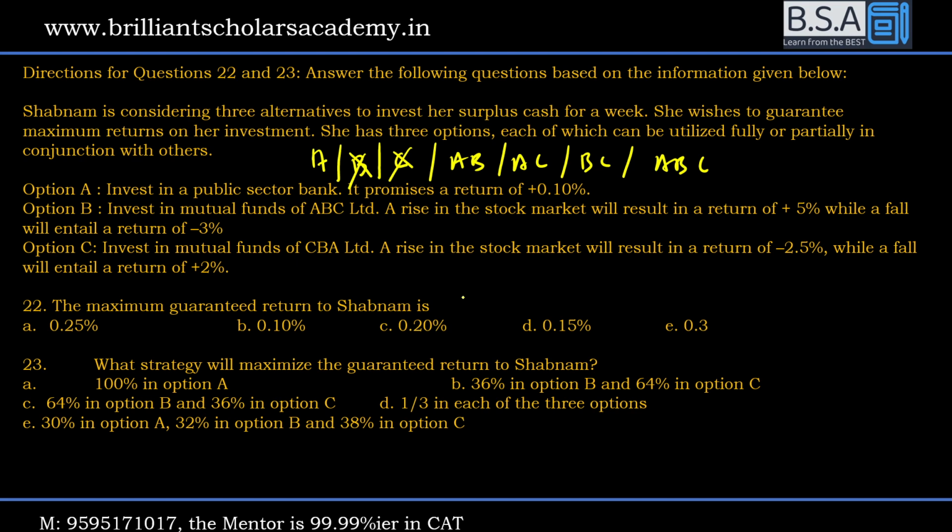Now see, if she splits money between A and B, do you see the loss is too much? How much is the gain in A? 0.1%. And what is the loss in B? 3%. If the market goes down, this does not make sense. If the market goes up, this does not make any sense. So basically, what choices does she have? Put all money in A, put money in B and C combined, put money in A, B and C combined.